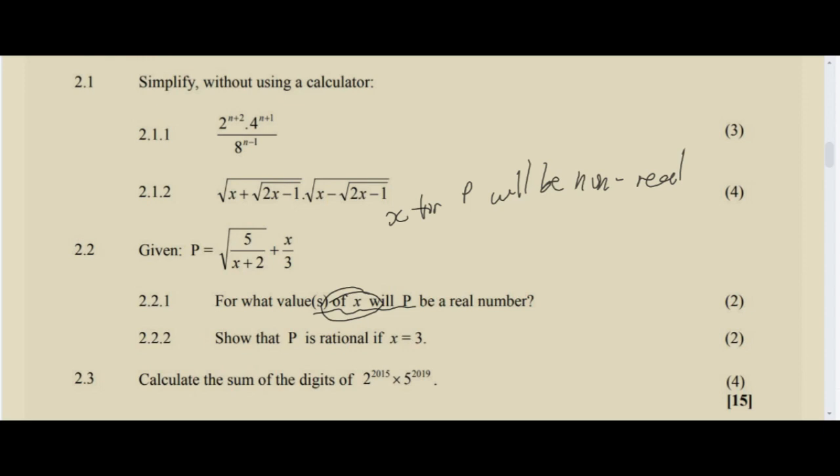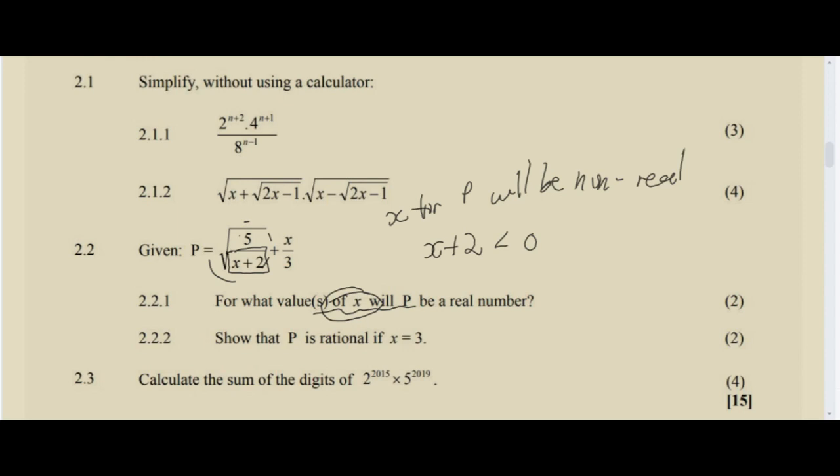Then look at this. If we are looking for all the values of x for where p will be non-real, it's much easier to get that one, because we know since we have a square root here, that means the content here must never be negative, right? So the only way we can produce this one as a negative is if this expression here can be less than 0, right? So this is x plus 2 and then less than 0. So this is one condition whereby p will be non-real.